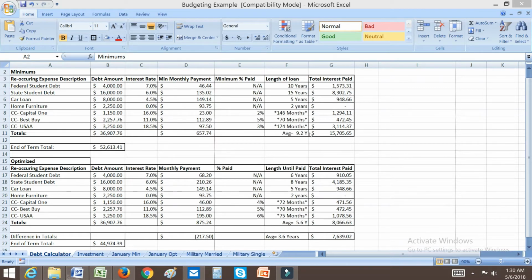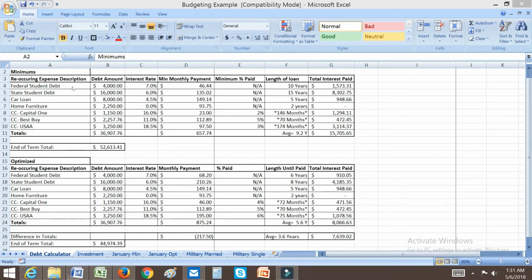And so the average for this example is 9.2 years. That's how long on average it's going to take to pay all of this off. And this is how much money you're going to spend in interest, almost $16,000, right? And so it's pretty close to almost half of what your actual debt amount is. By the time you're done, you're going to end up spending $52,000 because you had $36,000 of debt. It's a pretty insane amount.